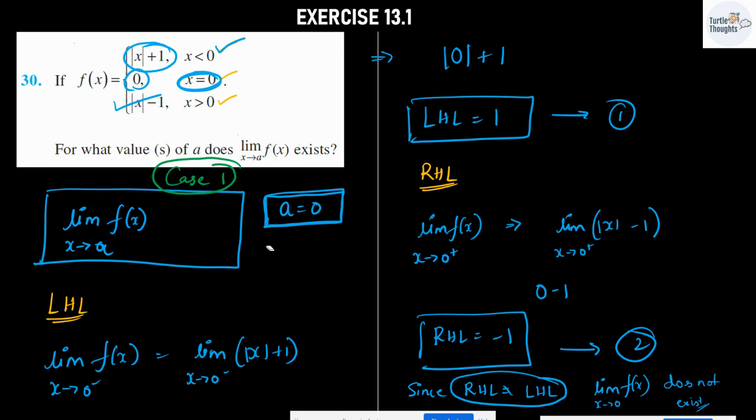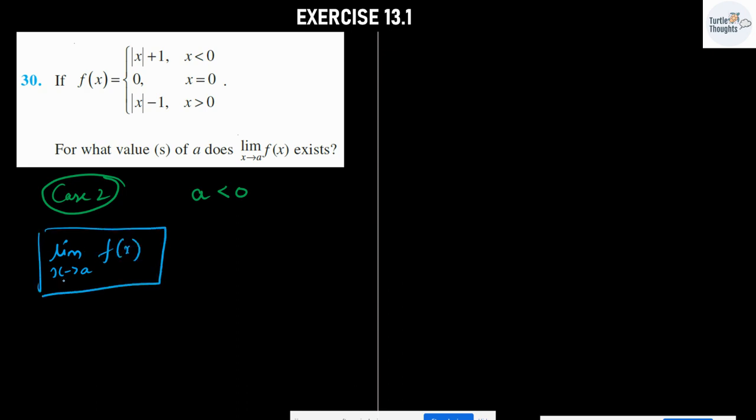Next, I will be considering when a is less than 0. So the second case is going to be case 2. Here the value of a is less than 0. Now I'll be taking the limits again. Limit of x tends to a of f of x. I'll be taking what is the LHL, I'll be taking what is the RHL. Let us find out whether both are the same. If they are the same, then I can tell the limit exists. If not, the limit will not exist.